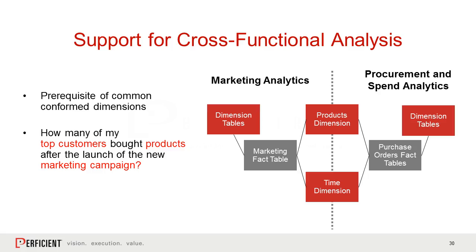One of the huge benefits of having all of your data in one place is the ability to do cross-functional analysis across disparate applications. As you can see in this example here, marketing is able to mash up data with procurement and spend analytics to answer questions like, how many of my top customers bought products after the launch of the new marketing campaign?